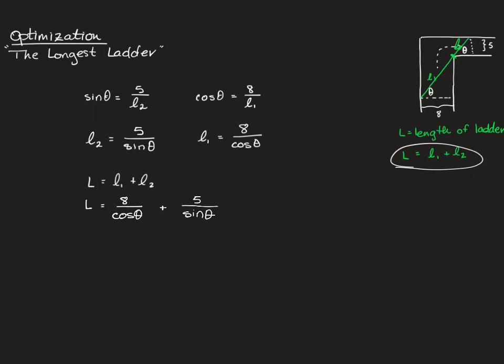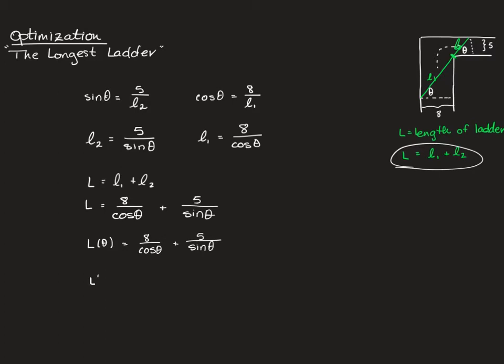The thing is, we know that to minimize or maximize a function, we need its derivative. What I have now in L is a function in theta. So the variable I'm working with here is theta. In order to maximize the length of the ladder or minimize the space it has to pass through, I need to take the derivative of this function. I need to find L prime of theta. I could either write 8 over cosine of theta as 8 secant of theta and 5 over sine as 5 times cosecant, or I could use the quotient rule.